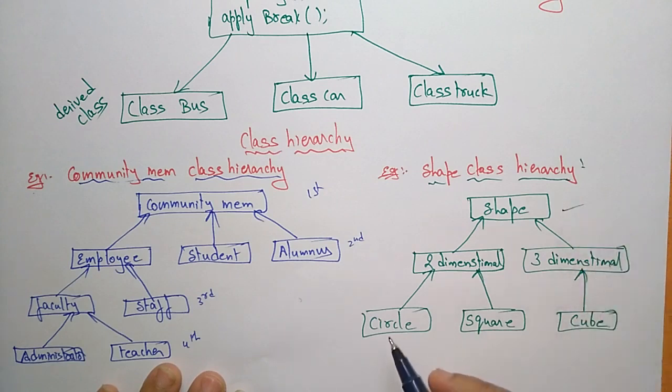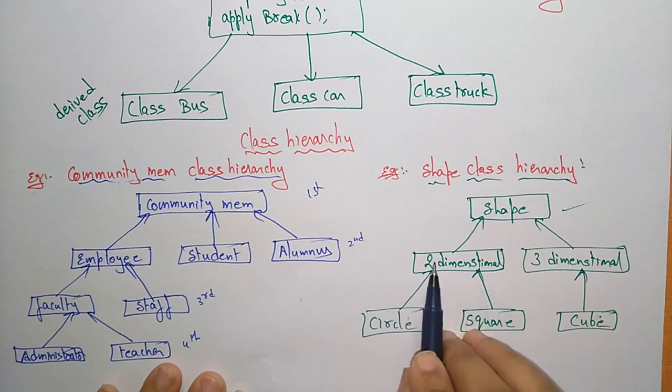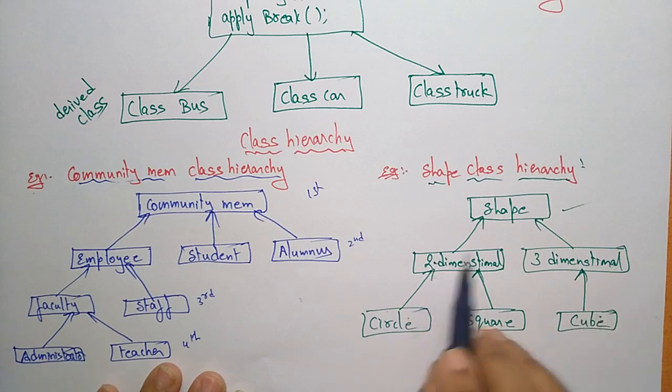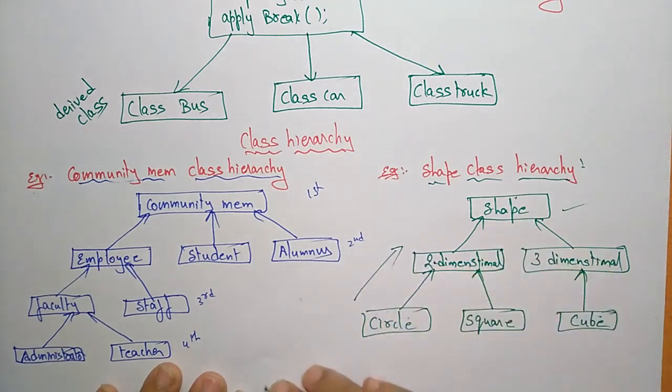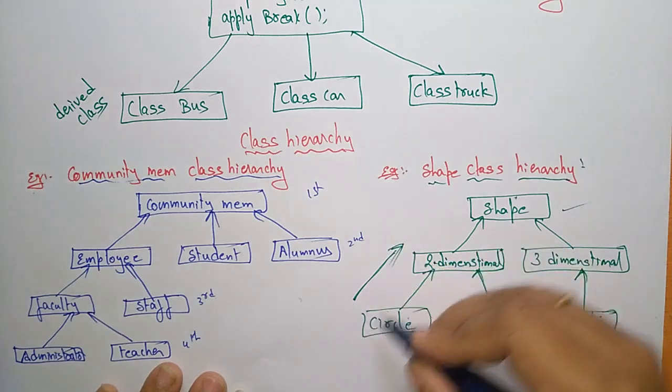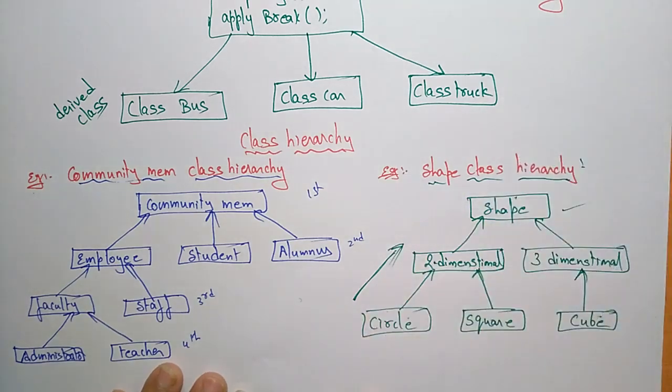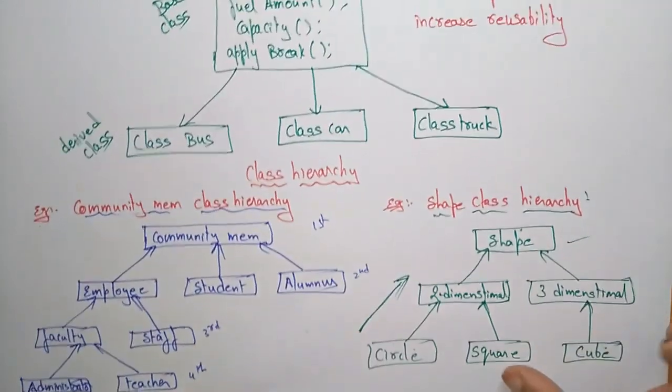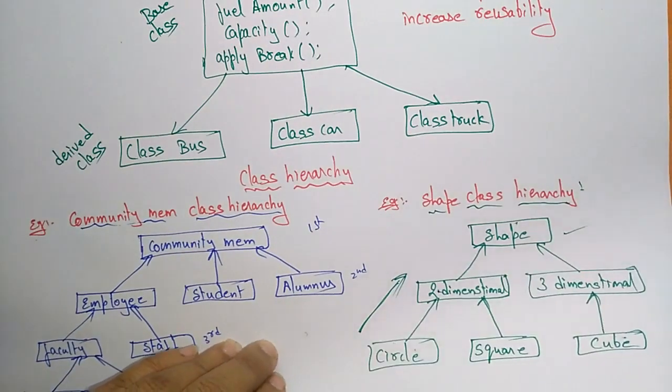So shape is the base class and these two are the derived classes. Here these two are the derived classes, and for these this is the base class, and for these this is the base class. Okay, the circle goes like this. So these are the derived classes, and here it goes to the base classes.